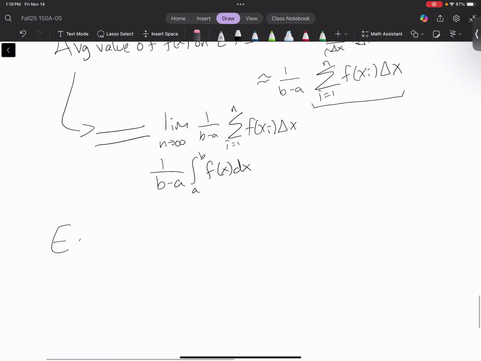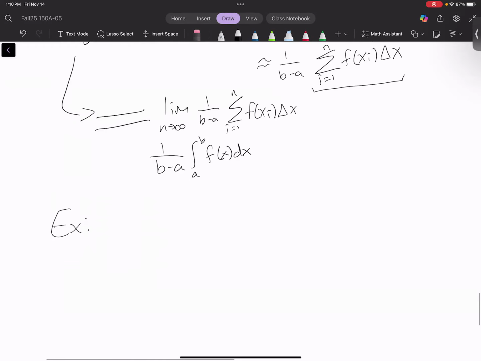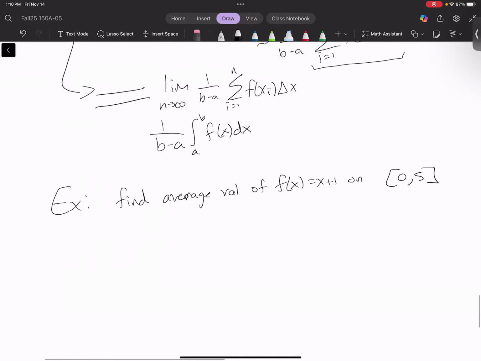So let me give you guys an example, and I want you guys to try one as well. So let's find the average value of f of x equals x plus 1 on the interval 0 to 5. Okay. So this is going to be 1 over 5 minus 0 integral 0 to 5 of x plus 1 dx.